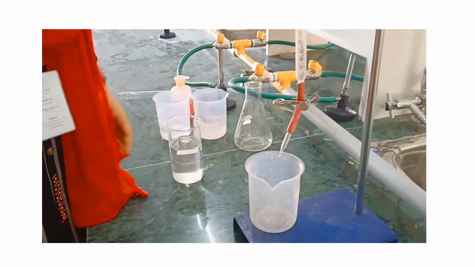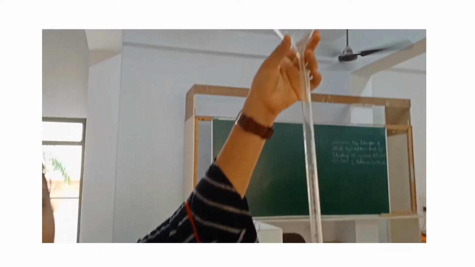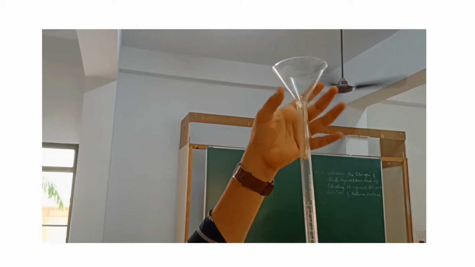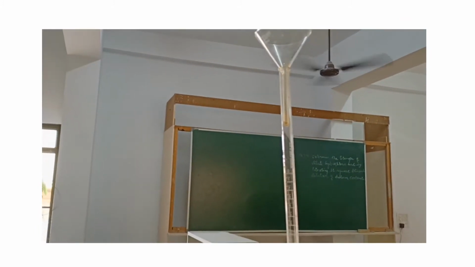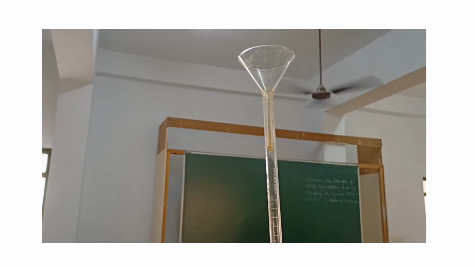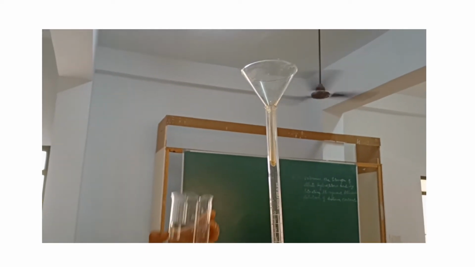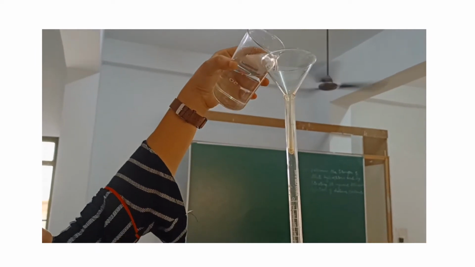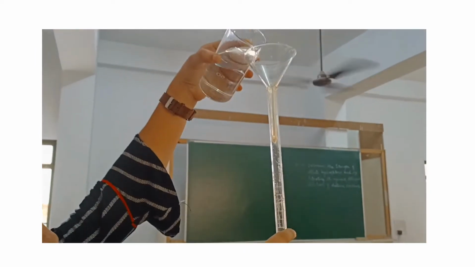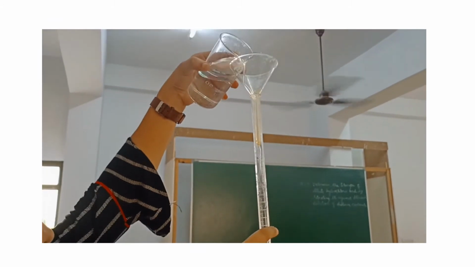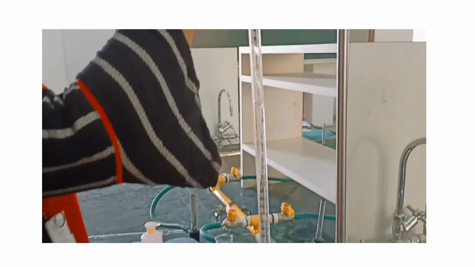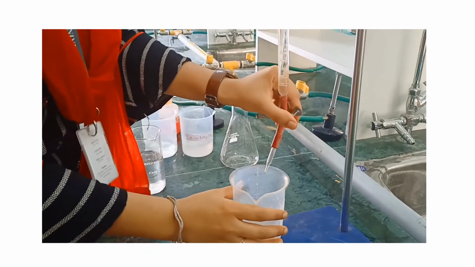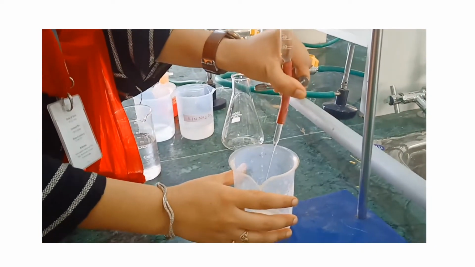So children, first you always place a funnel. Whenever you are filling the burette, always place the funnel on the burette, and the first step is to wash the burette. So let us first wash the burette and clean the burette. So you can see that we are washing the burette with the help of water. So always wash it and clean the burette.